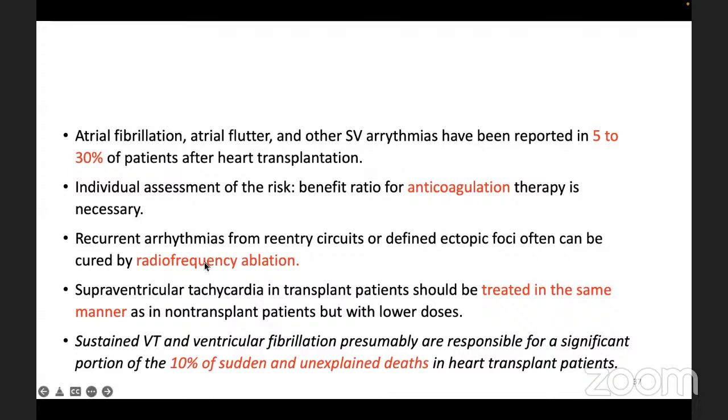However, I'm not aware of any percentage of people after transplant who undergo radiofrequency ablation. But yeah, most of them have a temporary pacemaker. SVTs in transplant patients should be treated in the same manner as in non-transplant patients, but with lower doses. Sustained VT and ventricular fibrillation presumably are responsible for a significant portion of the 10% sudden and unexplained deaths in heart transplant patients.